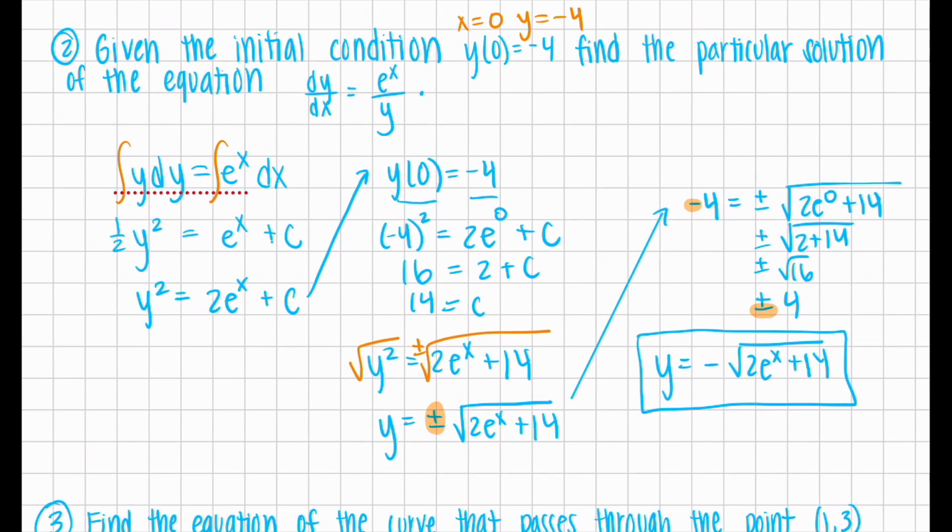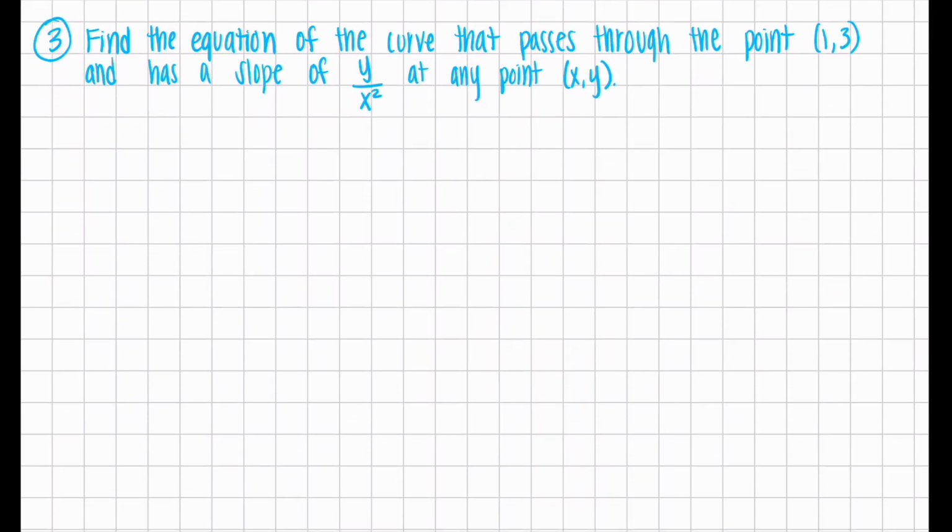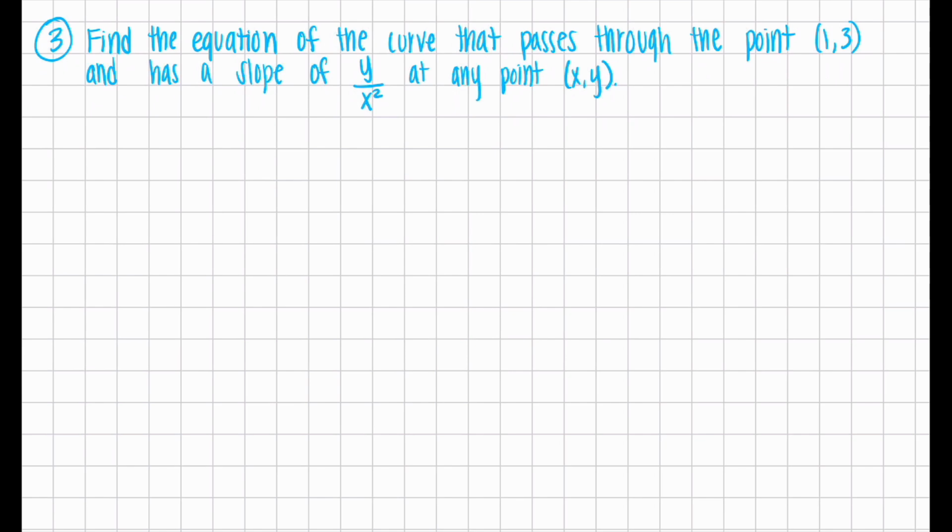We have one more example. Let's go to example 3. Here they say find the equation of the curve that passes through the point (1, 3) and has a slope of y over x squared at any point (x, y). So (1, 3) is your initial condition. And since y over x squared is your slope, that means that dy/dx equals y over x squared.